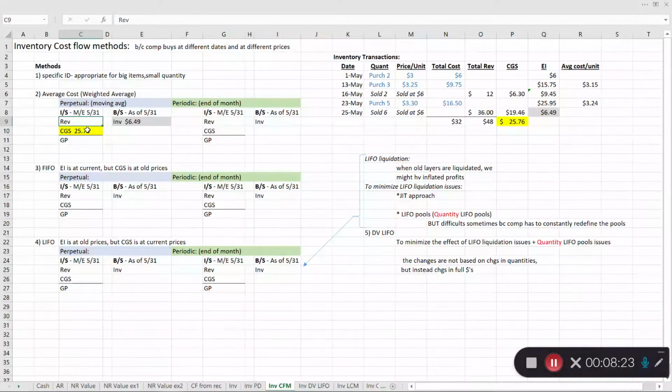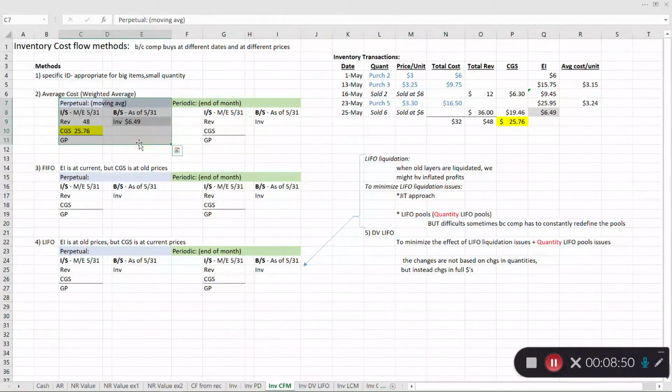The revenue is we sold in total 2 units at 6, that's 12, and 6 units at 6, that's 36. So the revenue would be 48. That's right here. So then this would give us a gross profit of the difference of 48 minus 25.76. Now that's using perpetual average costing.